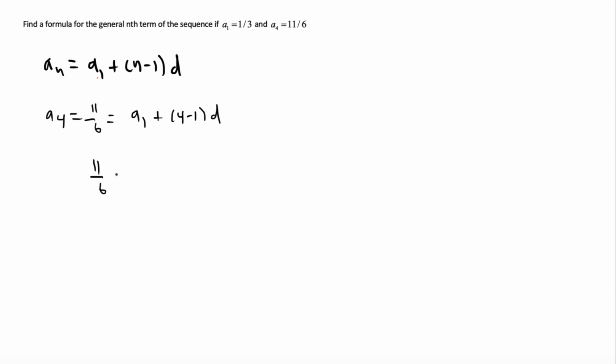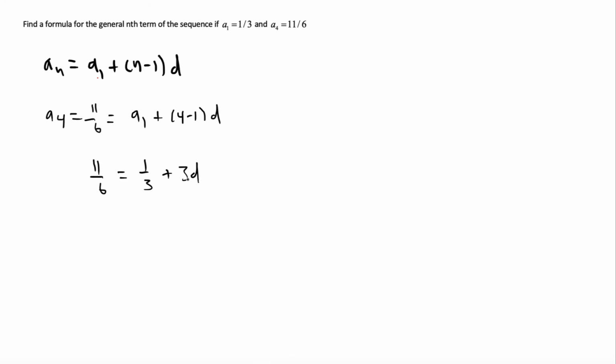Now there is the formula: an is equal to a1 plus n minus 1 times this common difference d. If you think about it, we actually know what a4 is. So for a4, which is 11/6, that should equal a1 plus 4 minus 1 times d. Notice that we're going to just solve for d, because we know what a1 is. That's going to equal 1/3. Once we combine the 4 minus 1 here, we can solve this for d. So in situations like this, the first thing we want to do is find d, the common difference.